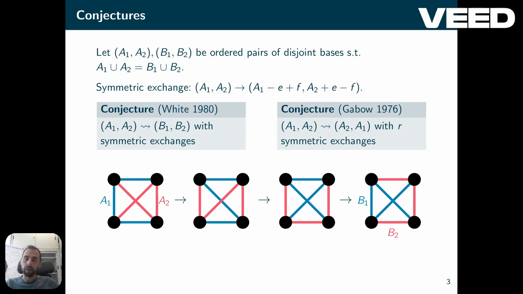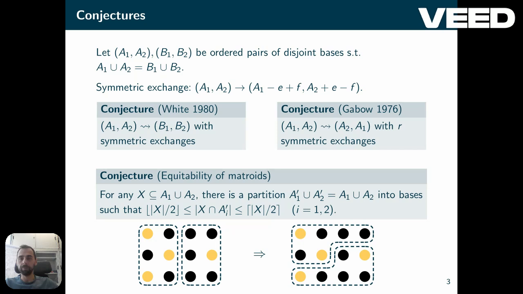And let me also advertise a third one, which is not so well known, but I think it's a really nice question, and it's also closely related to both of these conjectures. This conjecture is called the equitability conjecture. The conjecture states that if the ground set of a matroid is the union of two bases, and X is an arbitrary subset of the ground set, then the ground set can be partitioned into two bases in such a way that the two parts contain almost the same number of elements from this set.